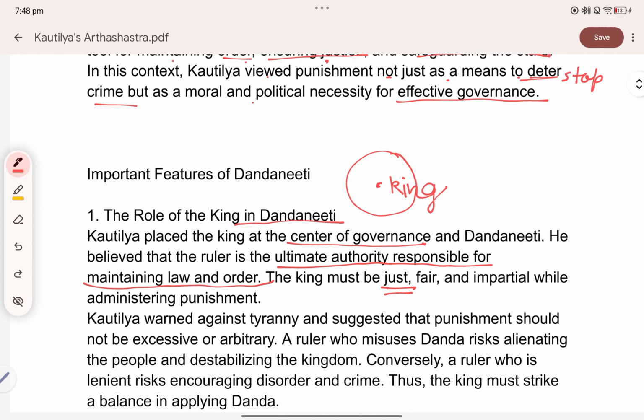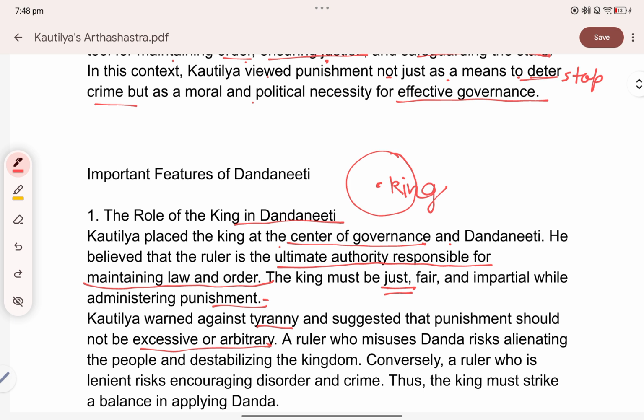So he placed the king at the center of governance, and he believes that he must be just, fair, and impartial while he gives punishment, whether it's the king's favorite person or his relative or any normal person. The punishment must be equalized for everyone. Cordelia warned against tyranny and suggested that punishment should not be excessive or arbitrary.